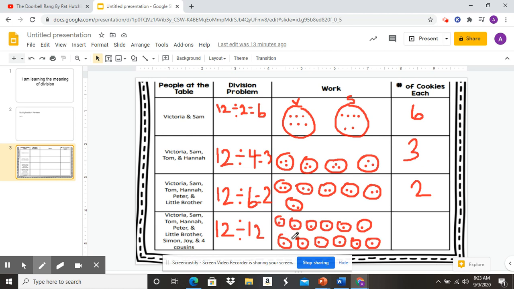How many cookies did they get if they have to share them with 12? They just get 1 cookie. So 12 divided by 12 is 1. They just get 1 cookie. Let's go back and finish the story. Maybe Mom will make some more cookies for them.